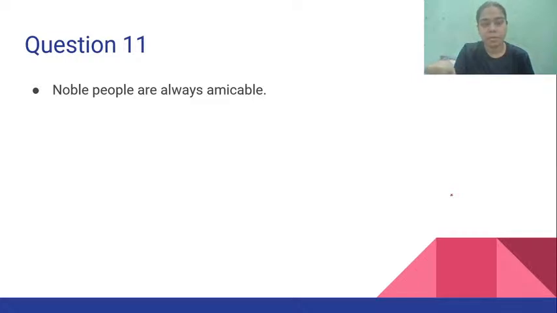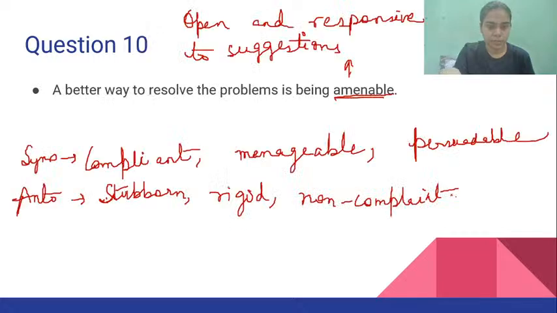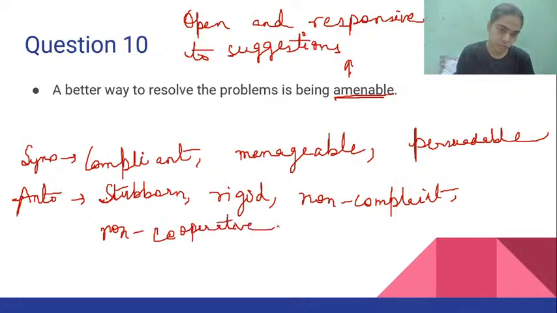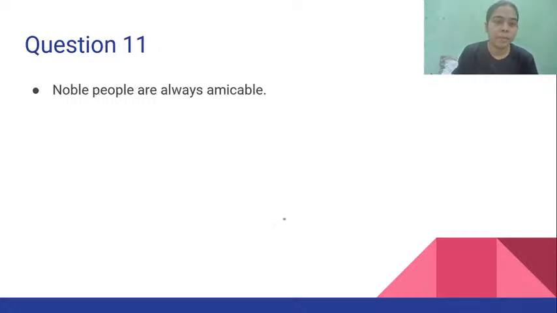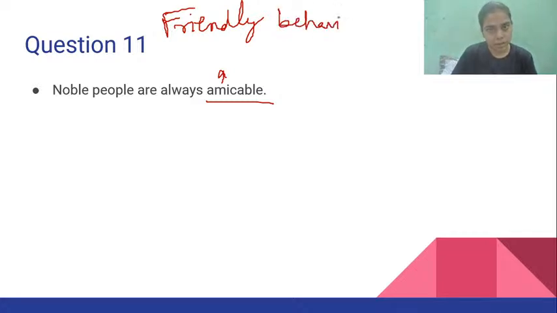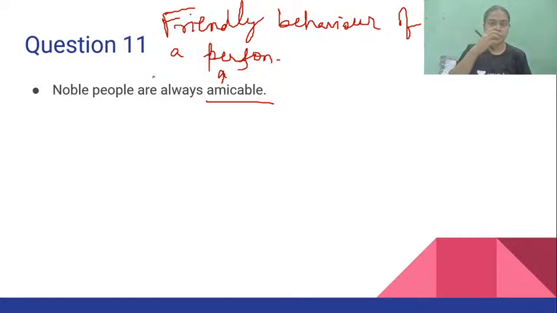Noble people are always amicable. Yes, uncooperative you can say. Non-cooperative. Okay. Noble people are always amicable. So the next word is amicable. What are the synonyms of amicable? Friendly behavior of a person.